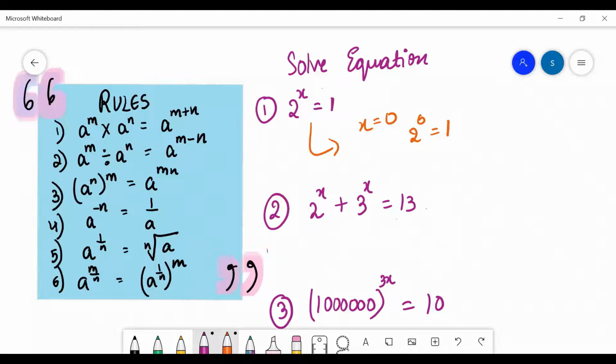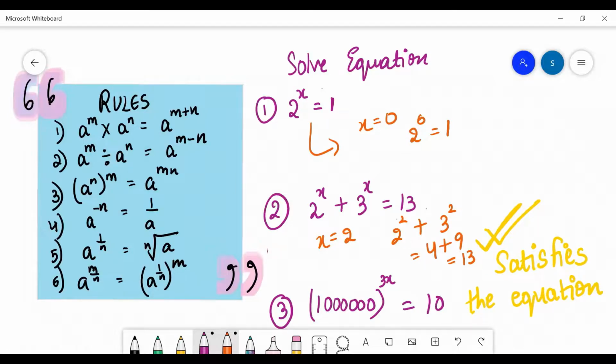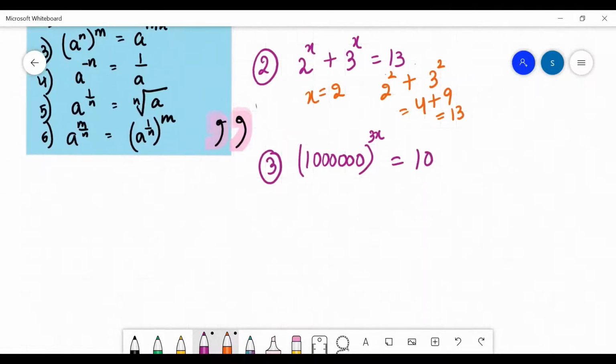So let's try another value of x. Let's take x = 2. So 2 square plus 3 square, that would be 4 + 9, which is equal to 13. So it satisfies the equation and hence x = 2.